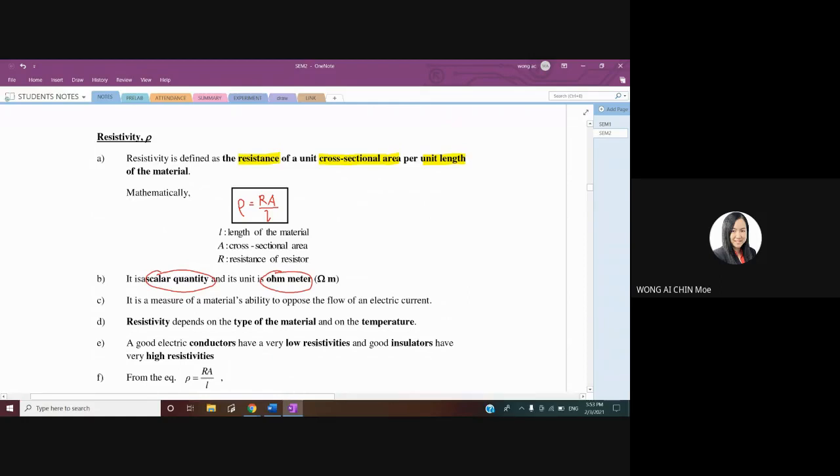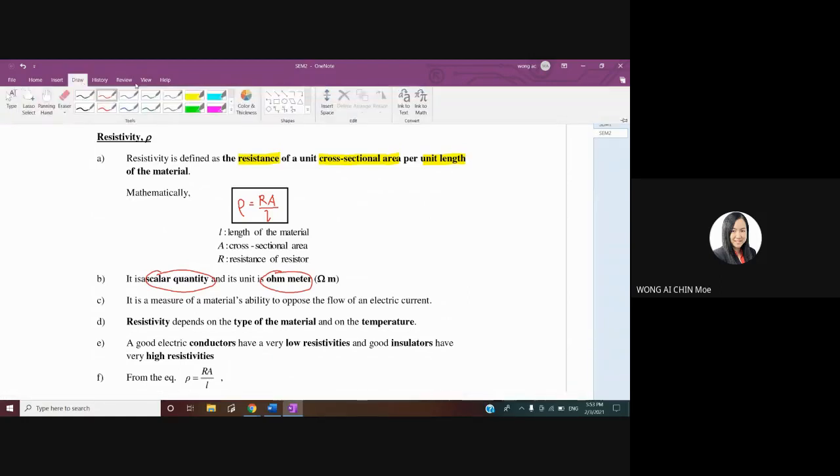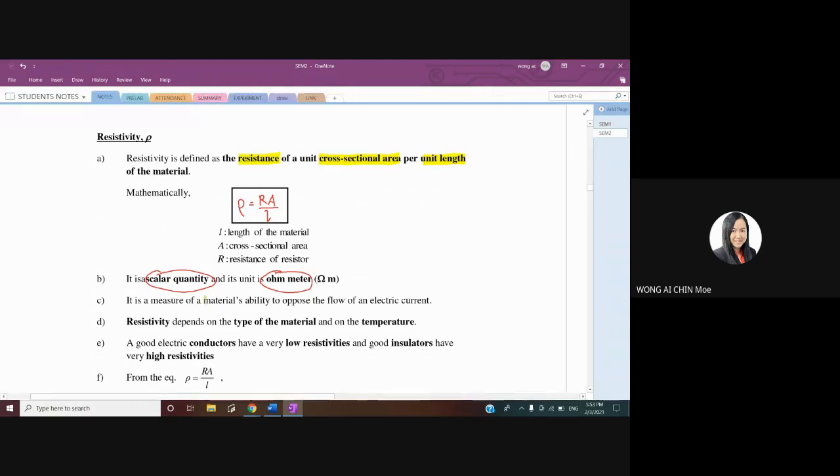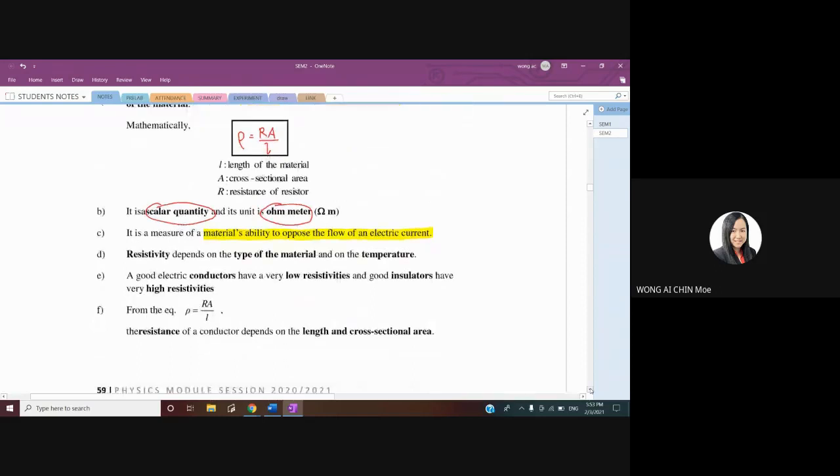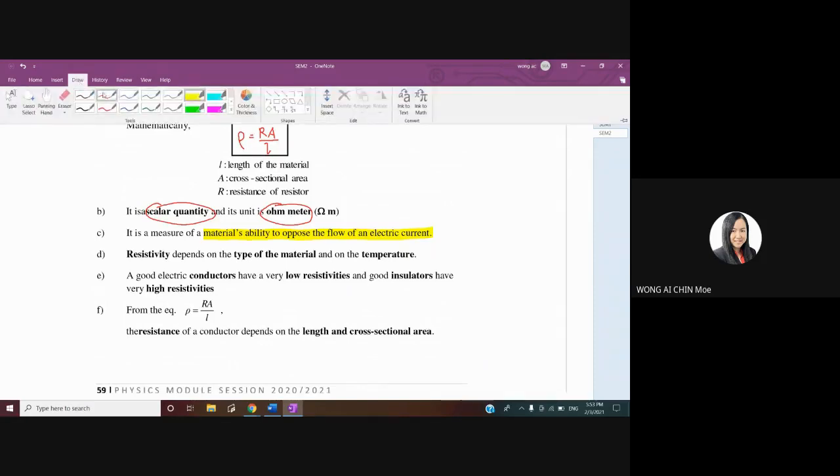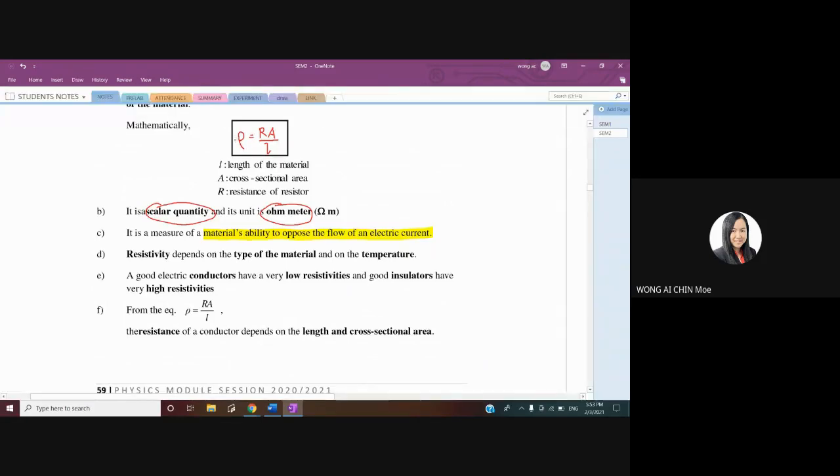Okay, what is the meaning of resistivity? Resistivity is a measure of the material's ability to oppose the flow of the electric current. It's one kind of ability, sama ada dia mampu untuk menghalang ataupun dia tak mampu. So similar to resistance, if the resistivity is high, meaning that the ability to oppose the flow of the electric current is also higher.